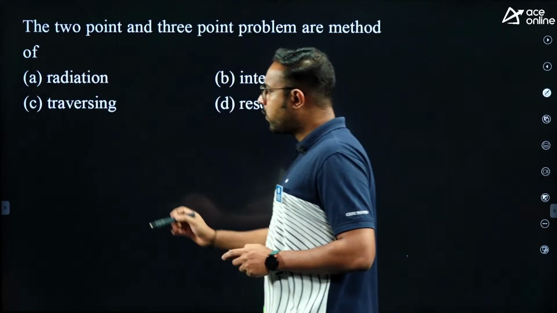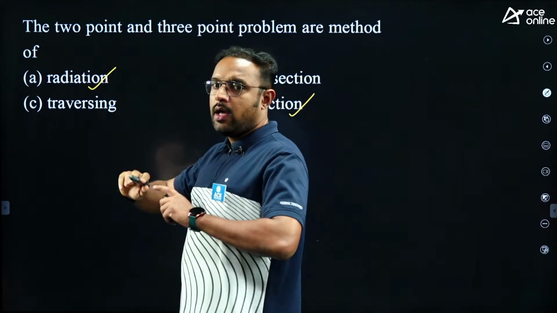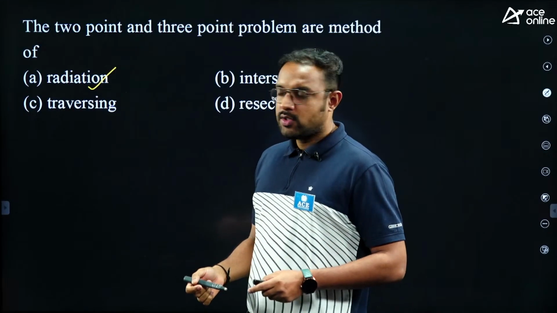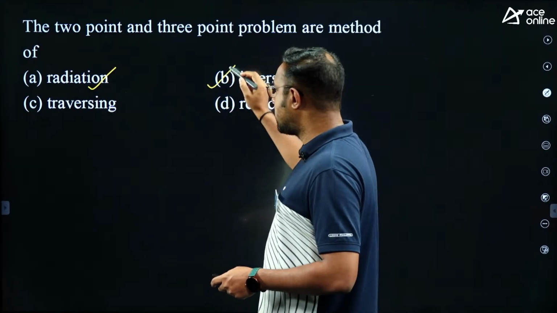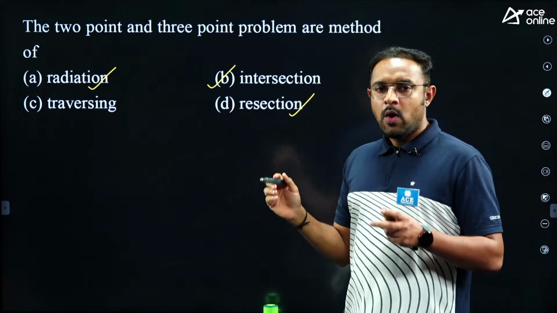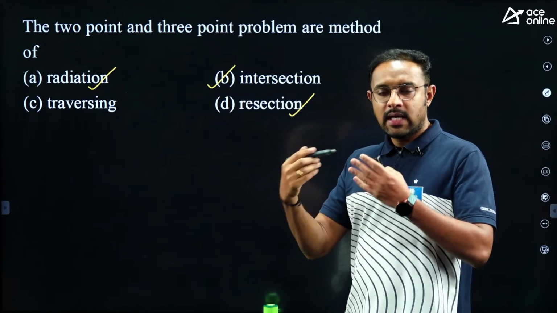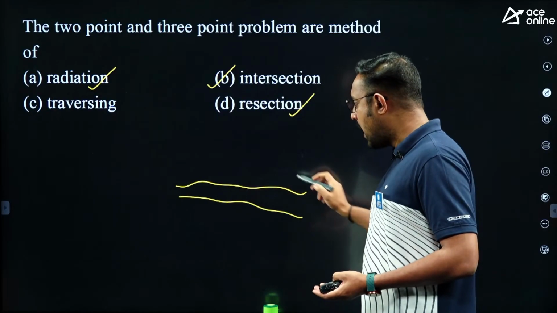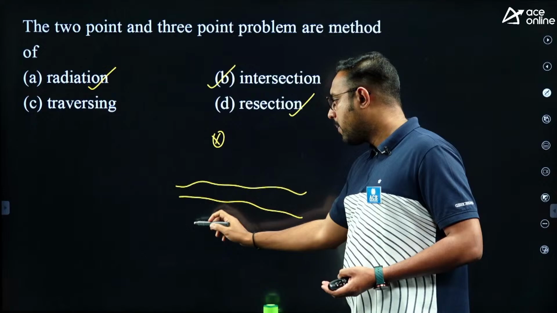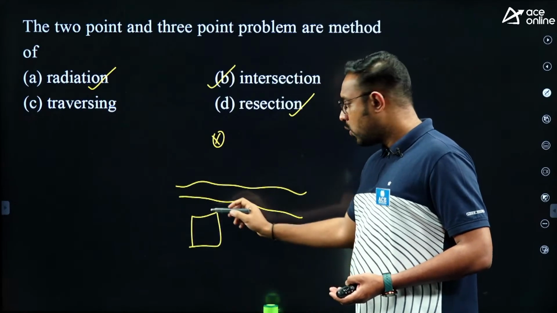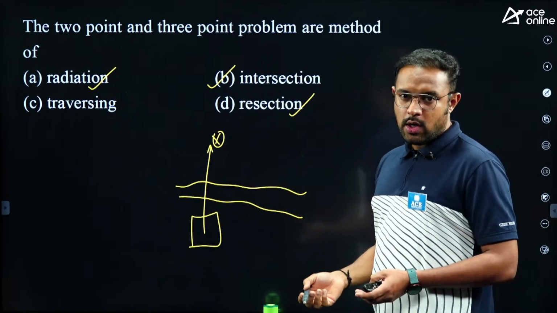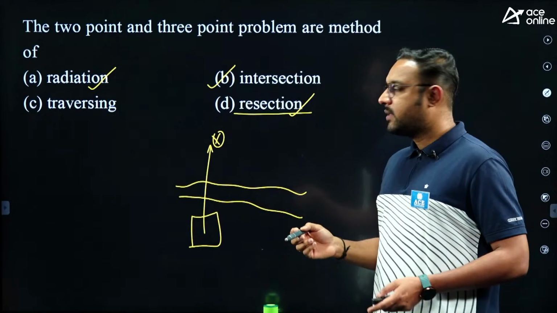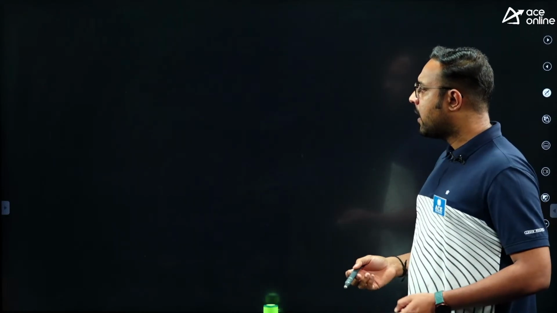So when do I go for radiation? I'll go for the radiation method if all points are visible and accessible from a single instrument station. When will I go for the intersection method? I'll go for the intersection method only when the points to be surveyed or plotted are inaccessible. For example, there is a river flowing like this. I need to find the position of this point by keeping the plane table here. I can see the points, but accessibility is not there. In that case, I'll go for the intersection method. So as per this question, the best answer is resection. Let us just move on.